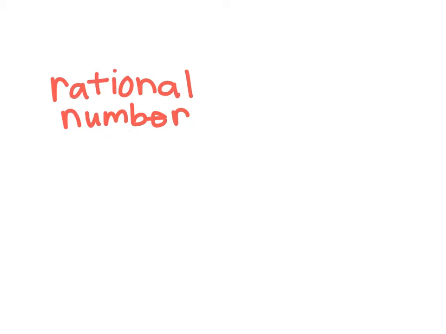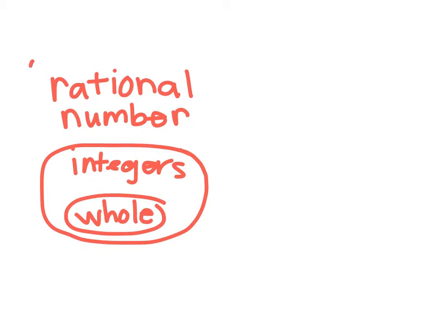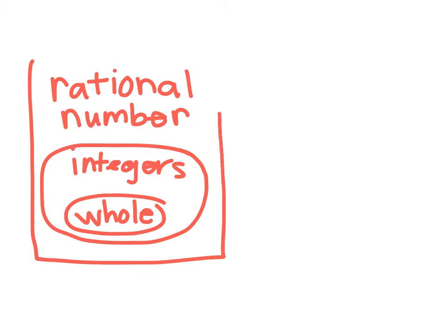In Lesson 5, you learned that a rational number is a number that can be written as a quotient of two integers. So examples of rational numbers would be integers themselves, and within that, whole numbers. So let me draw a little picture here. We have whole numbers, which are a type of integer, and integers are a type of rational numbers.